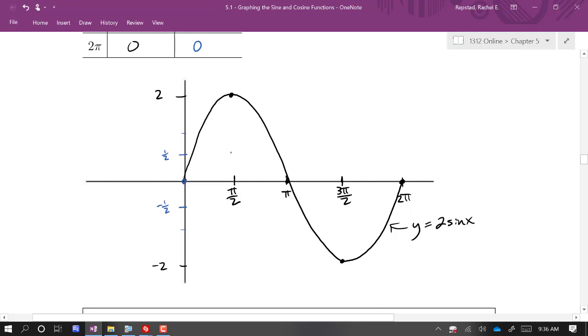So I'm going to plot those points. We start at 0. At pi over 2, we're at 1/2. At pi, we're back to 0. At 3 pi over 2, we're at -1/2. At 2 pi, we're back to 0. Drawing a smooth curve that connects these looks something like this.